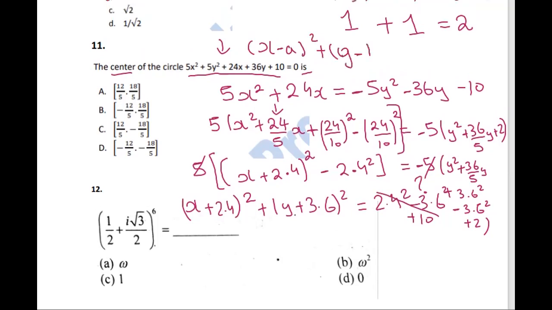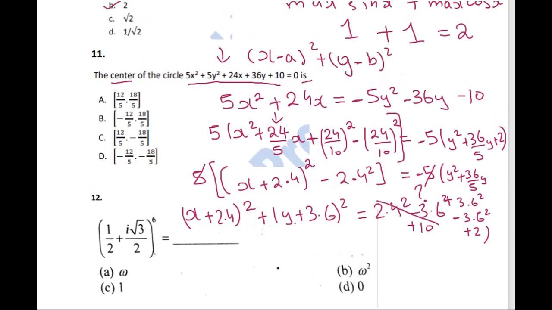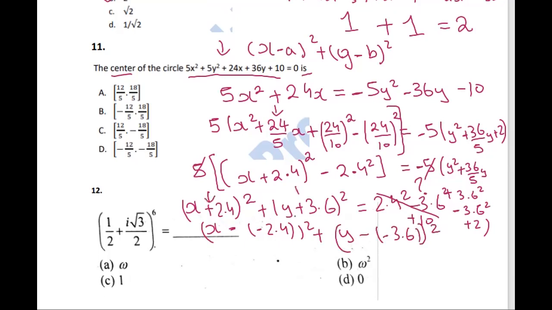So a and b is the center. In our case, we have x plus 2.4, so I can write it as x minus minus 2.4 whole square plus y minus minus 3.6 whole square. So in short, since we had plus and plus here, our x coordinate of the center would be minus 2.4 and y coordinate of the center would be minus 3.6. So this is the answer, right?